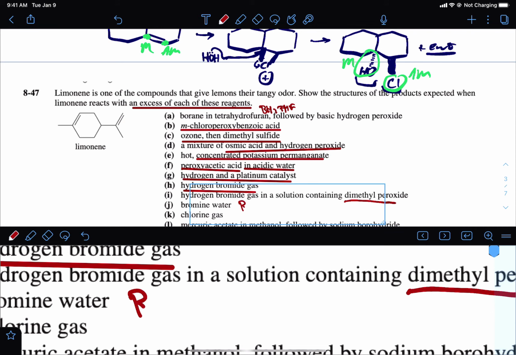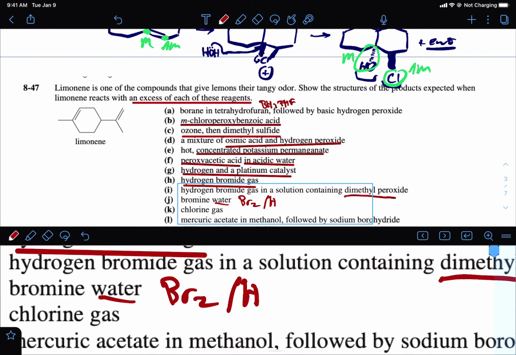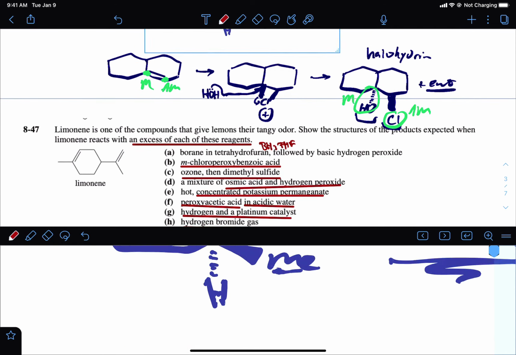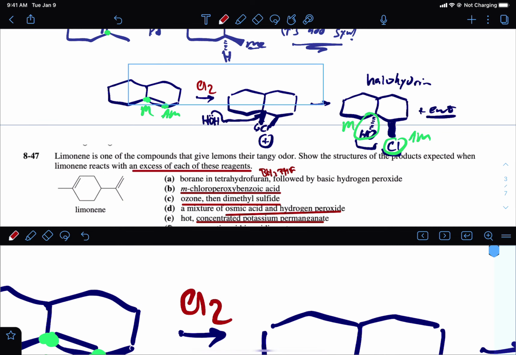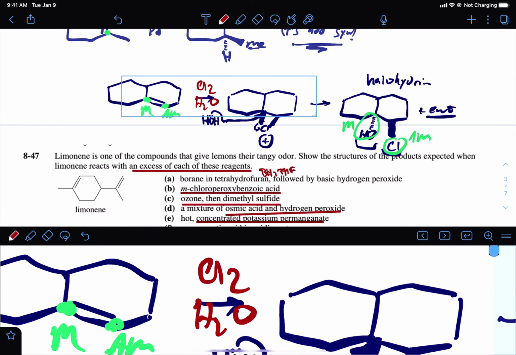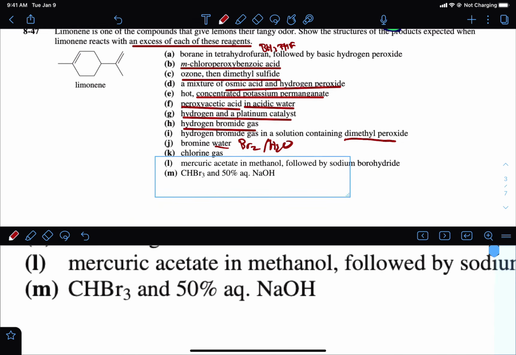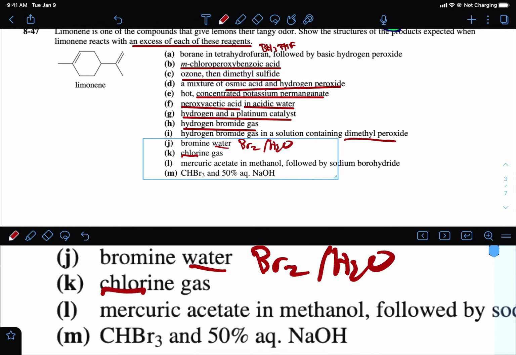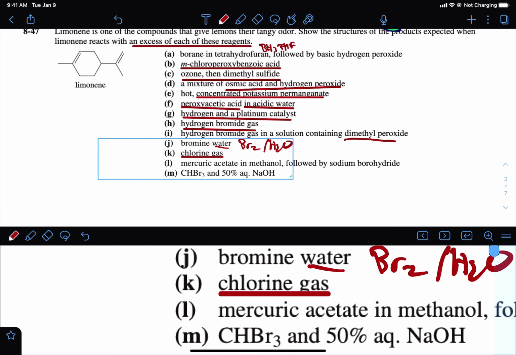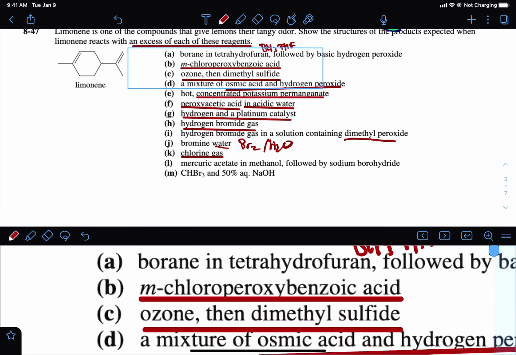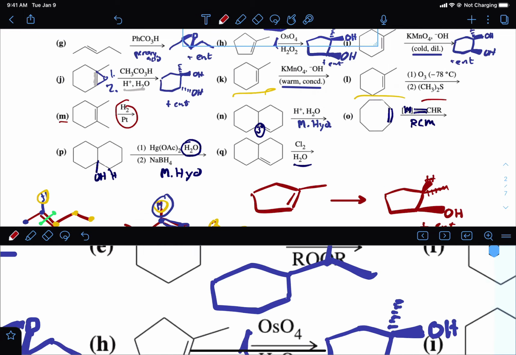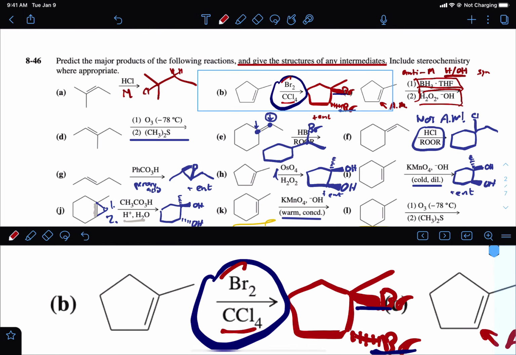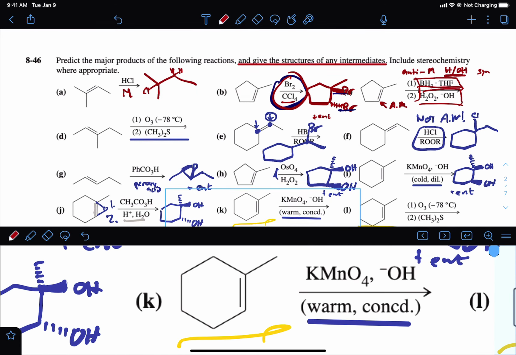Bromine water is Br2. It's confusing because there's no water. I think that's what they mean by bromine water. Actually, I think that's Br2 and H2O, which is basically what we did here. This was Cl2 and H2O. Chlorine gas, just Cl2. That was like just Br2. So up here, we did Br2 and CCl4. Okay. Same thing with Cl2.